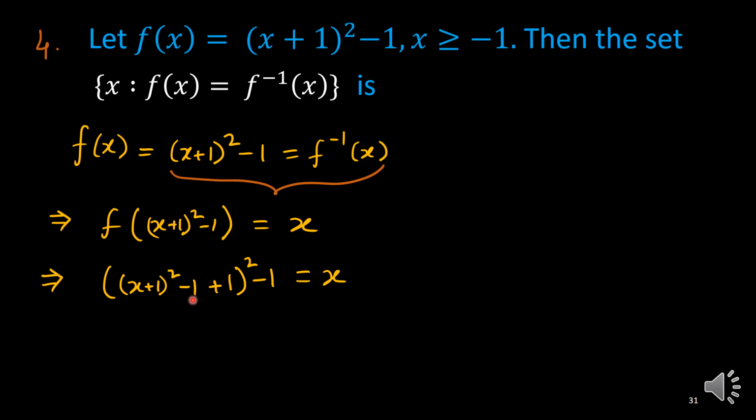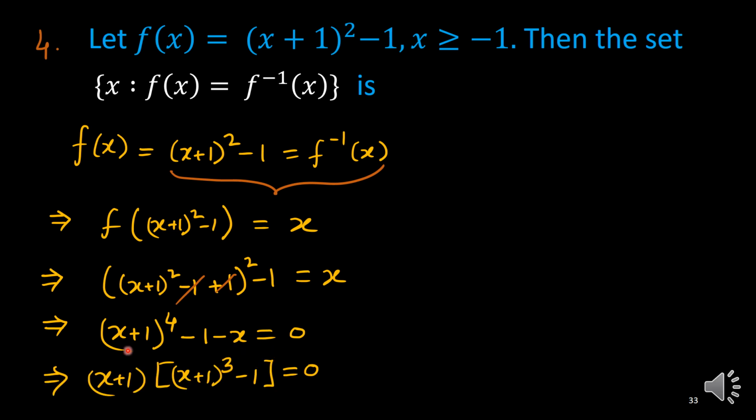Minus 1 plus 1 will cancel, so you will get x to the power 4. This is (x plus 1) whole to the power 4 minus 1. And this one I can consider in the left hand side: minus x equals 0. I can simplify it. I can take minus common, 1 plus x. So x plus 1 I have taken common. So this will become (x plus 1) whole cube minus 1.